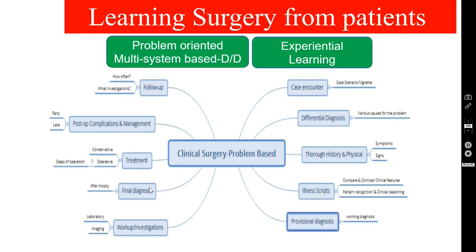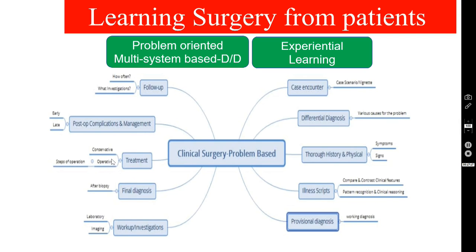Then whenever you are encountering a tumor, the final diagnosis you have to confirm only by doing a tissue biopsy, or this is what is called tissue diagnosis. Without doing a biopsy, you should not come to a final diagnosis if it is a tumor. So coming to the treatment, either we can do a conservative treatment or you have to go for surgery.